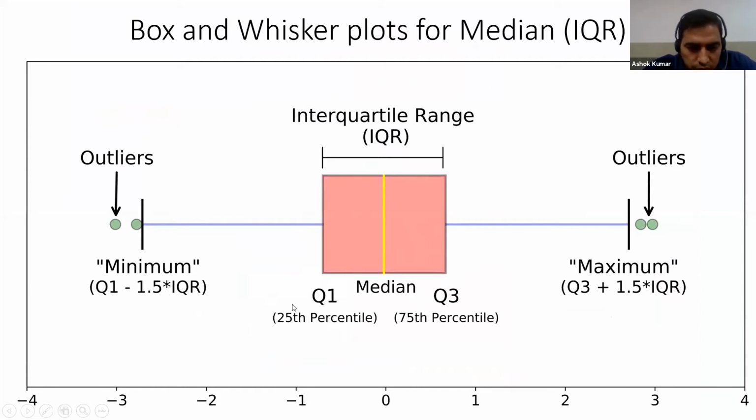This is the 25th percentile, Q1, and Q3 is the 75th percentile, and this is the maximum and this is the minimum. So what is the minimum or what is the maximum? This is the formula to calculate minimum and maximum. And after that, if there are some more values beyond this range, beyond this minimum or maximum range, these are called outliers.